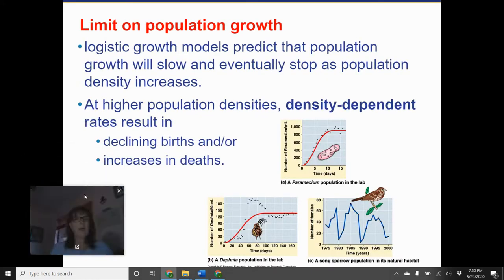Okay, so those limits on population growth. Logistic growth models predict that population growth will slow and eventually stop as population density increases. Resources are not unlimited. Resources at some point in time may be used all up, and not available for everybody in that population. At higher population densities, density-dependent rates result in declining births, or they result in an increase in the number of individuals that die in that population.